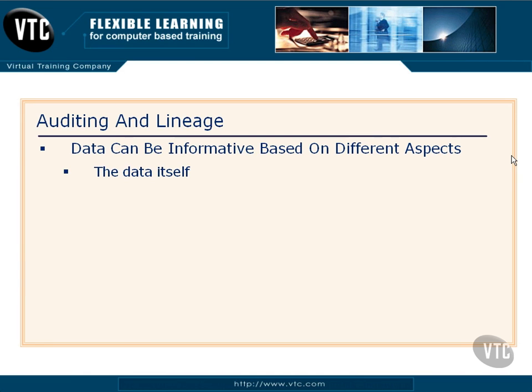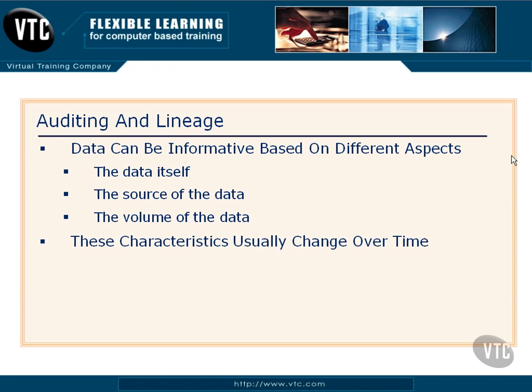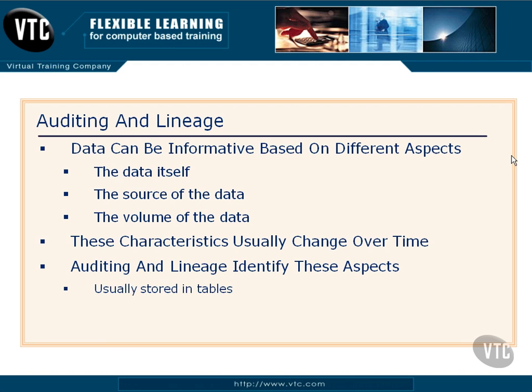Now, data can be informative based on different aspects. First of all, the data itself. It may tell its own story. The source of the data may flavor or change the color or the meaning of the data. The volume of the data can tell us things about the data. And these characteristics all may change over time. And as a matter of fact, they often do. As our business grows, as the economy grows or shrinks, as different things happen, it's going to affect our business, and that's going to affect our data. So auditing and lineage help identify these aspects.